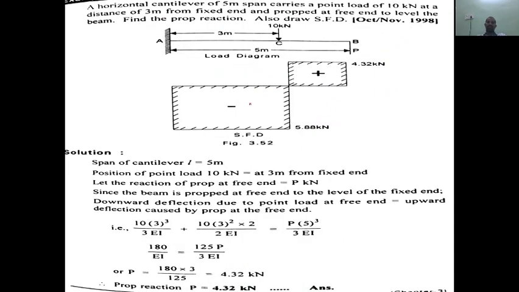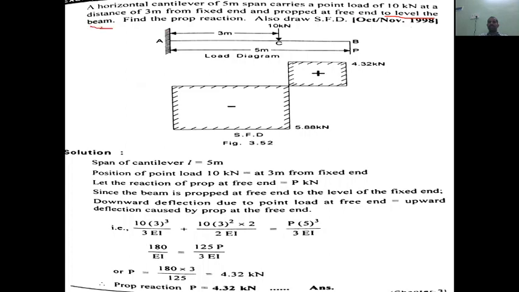And now one more problem. A horizontal cantilever of 5 meters span carries a point load of 10 kilonewtons at a distance of 3 meters from the fixed end, and is propped at the free end to the level of the beam. Find the prop reaction, and also draw the shear force diagram. This phrase, to the level of the beam, is also given special importance.